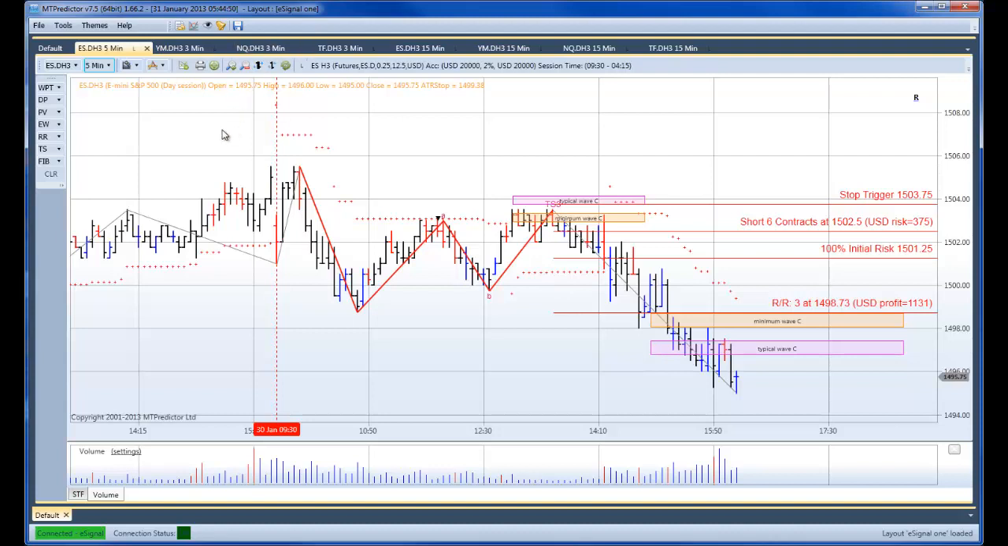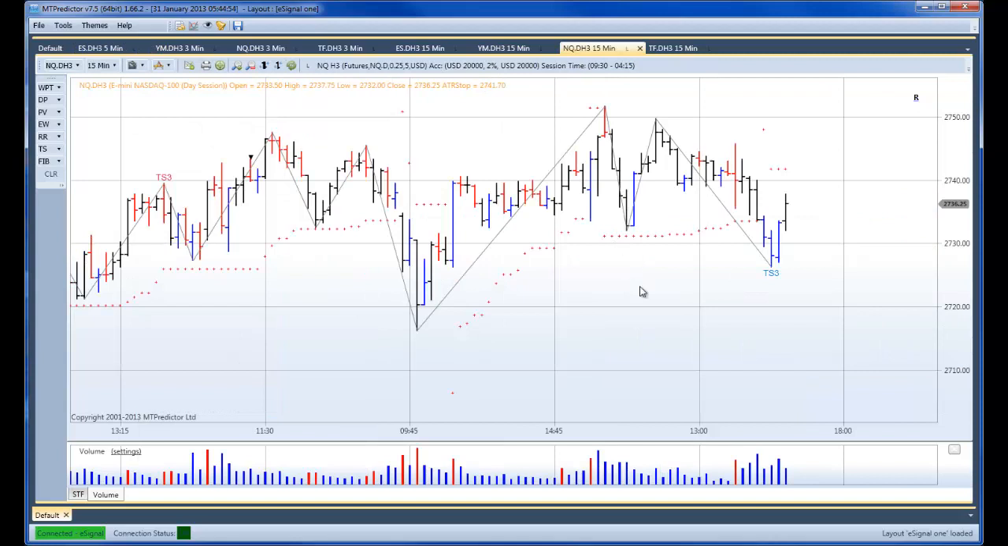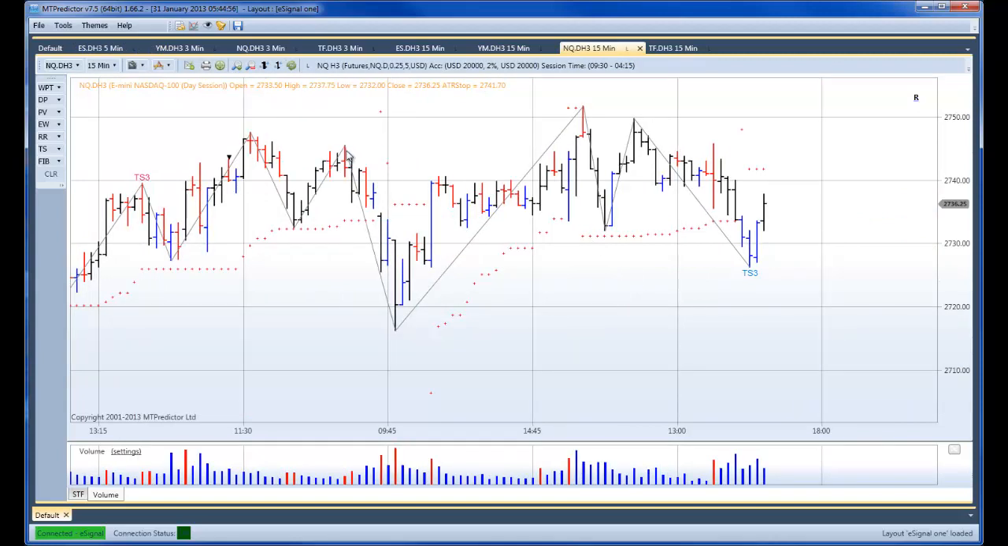The NQ was very interesting because if I look at the longer degree chart on the NQ, if we put the DP on from the prior high here, you can see that that actually nailed that high there. Market made an initial low, made an initial correction.